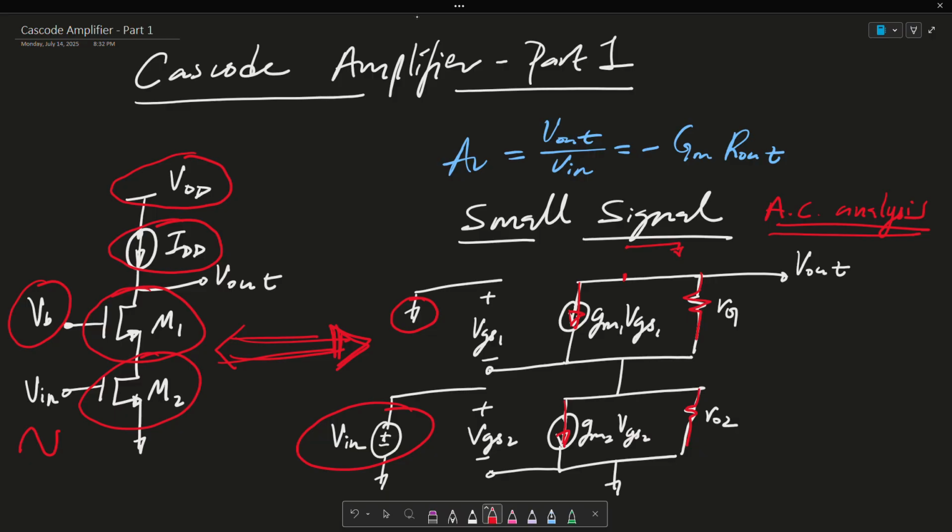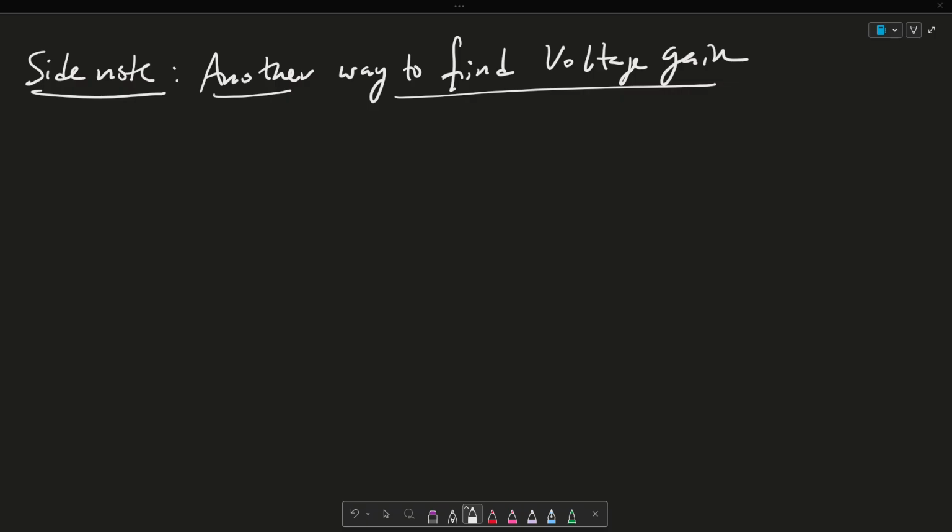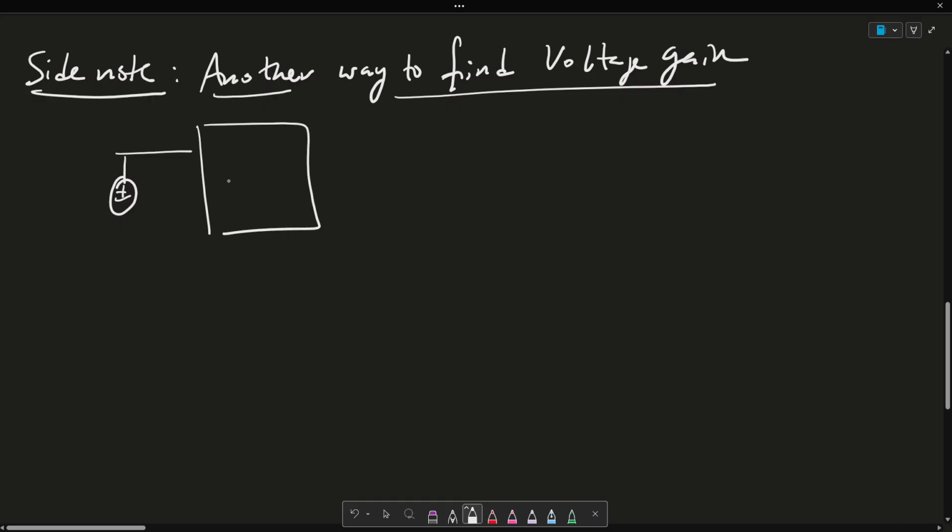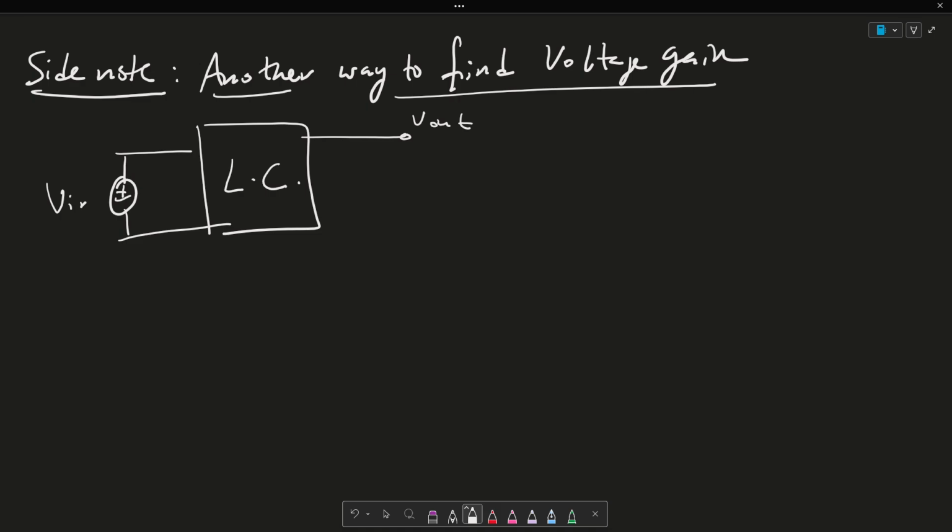Now, what I want to talk about is this equation. And I want to talk about how this equates to this. And I'll call this a side note. Okay, so we want to talk about the side note, which is basically another way to find voltage gain. And we say that, imagine you have the following: a voltage source. Let me call this a linear circuit, LC, and a Vout, where this is Vin.